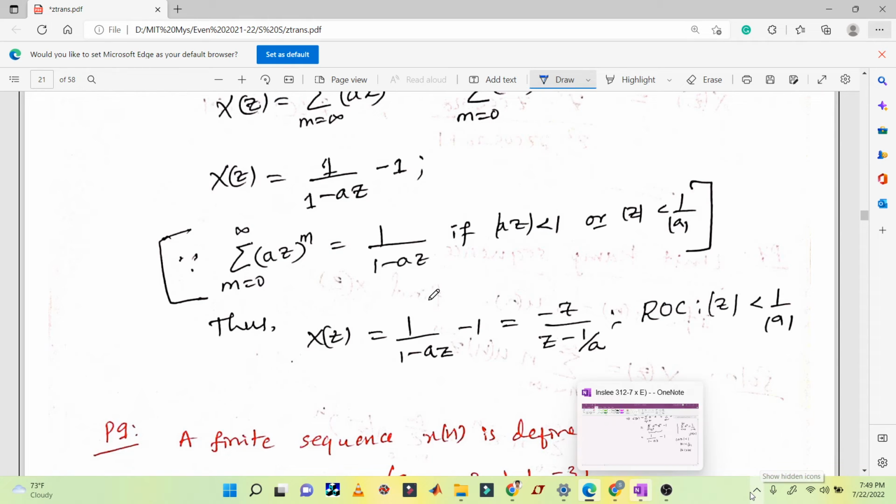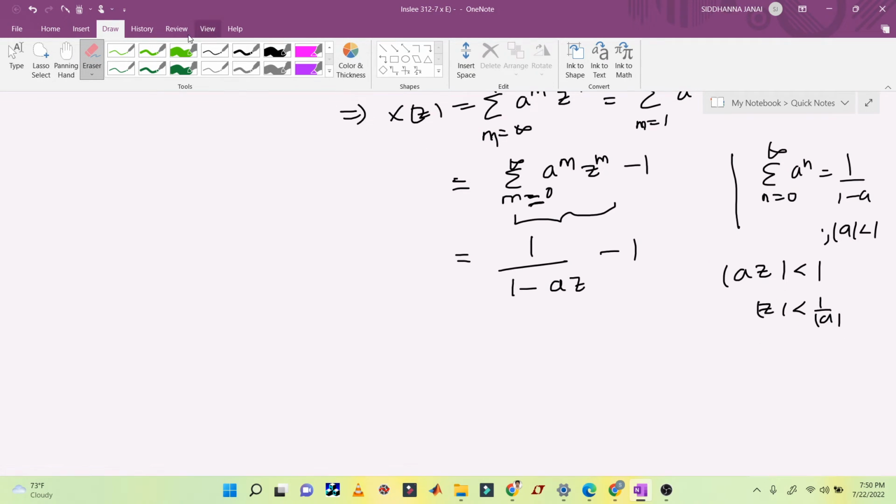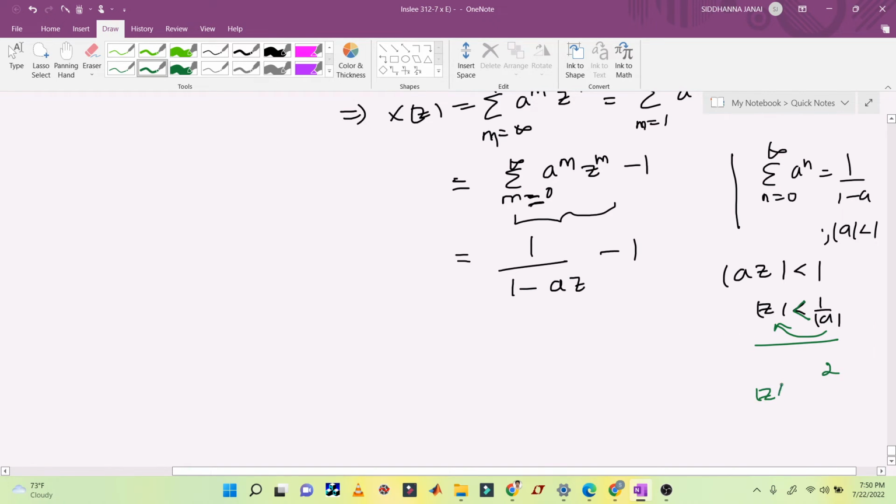No, it is 1 by a. In the reverse order also, if you take a here, z will be 1 by z. So this is correct. Magnitude of z is less than 1 by a. If I substitute a equal to 2, z will be less than 1 by 2. So for a left sided sequence, the ROC is lesser than the highest pole.